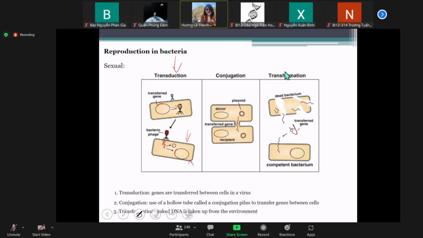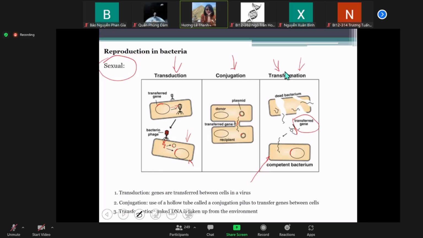Another is conjugation, which I introduced to you in the previous slides. And the last is transformation. When some bacteria die, they release their genes into the environment. And some kinds of bacteria can absorb these genes from the environment into their bodies, and we call them competent bacteria, and that's what we call transformation. These are the three ways that bacteria can receive extra genetic material from the environment, and we call them sexual reproduction.